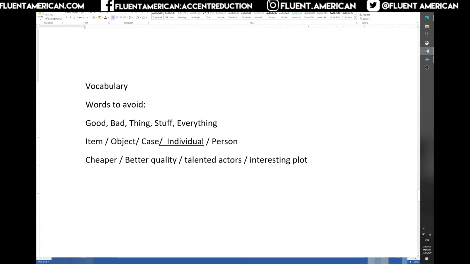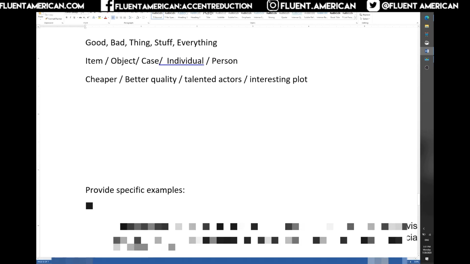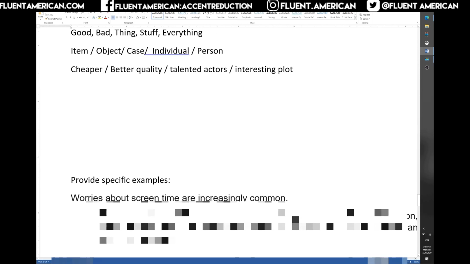I want to take a look at some other situations too related to vocabulary. Another opportunity you have is to really try to use as specific terminology as possible. Let's take a quick look at this example here.